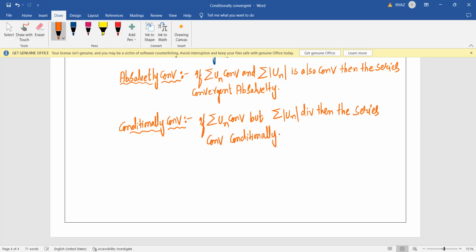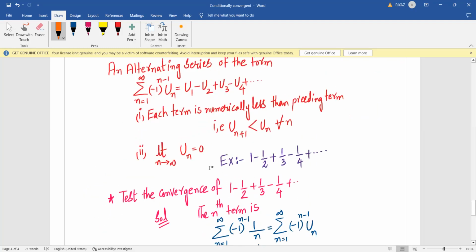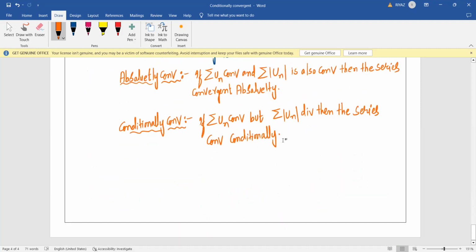And one more facility is available here for this concept. In the question itself, it is going to be mentioned that you test whether the following series is conditionally convergent or absolutely convergent. The question will mention which one you have to do, conditionally convergent or absolutely convergent. Okay.